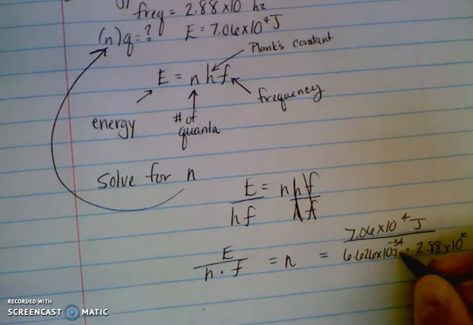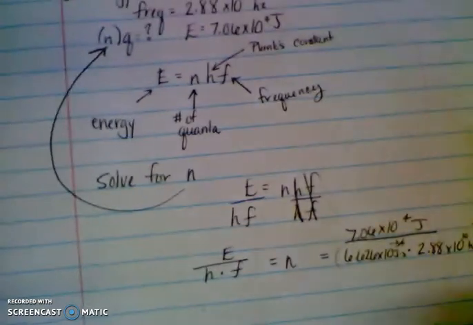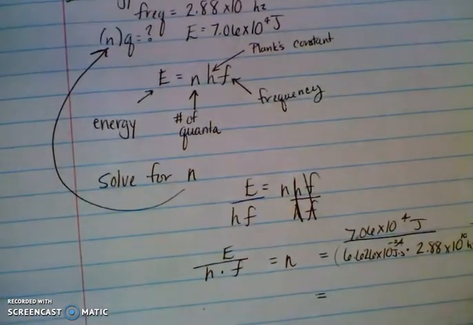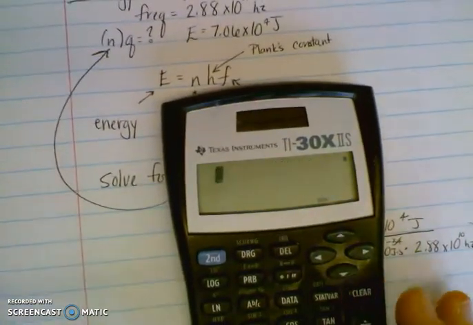So my units for Planck's constant is joules times seconds, and this is hertz, which is per second. So my joules cancel, my seconds cancel, and that makes sense because quanta wouldn't have a unit.